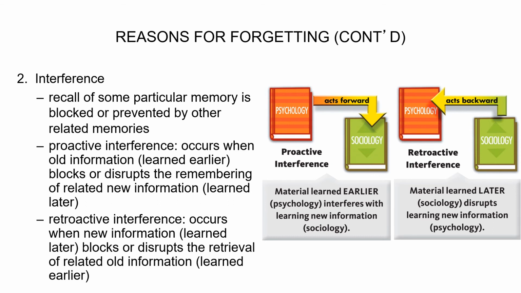Or retroactive interference, that is when new information blocks or disrupts retrieval of old information. So you just learned something new, and it makes you forget things that had happened before, or information you'd learned before.